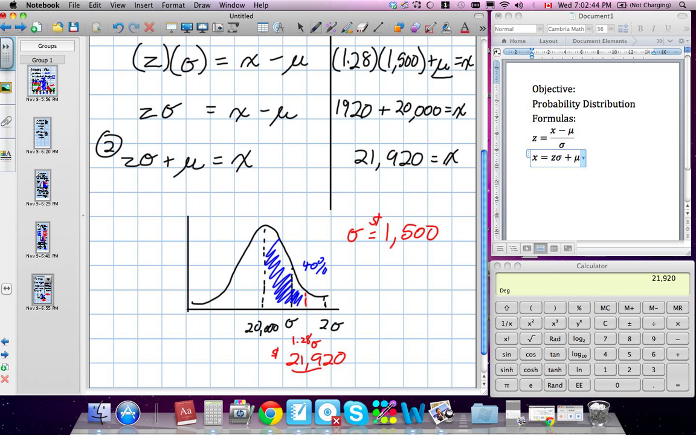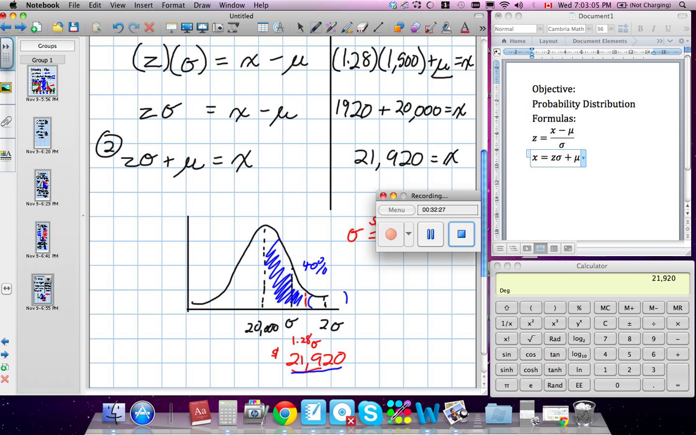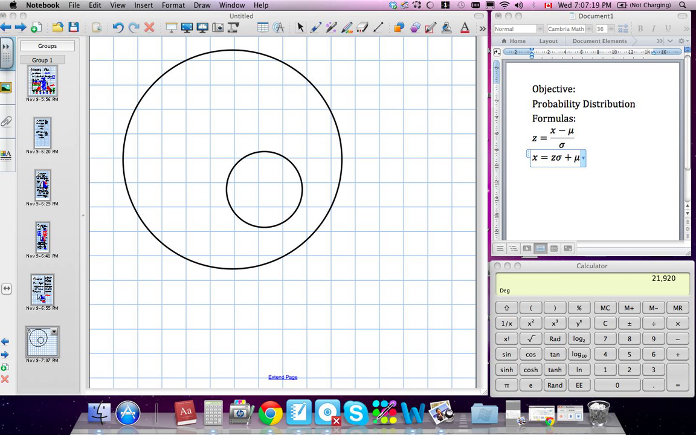Assuming that what they're saying is they're looking for the top 10%, we're looking for a number that is above $21,920. So in other words, I'm assuming what they're saying is 1.28. When we go to look at it, what they mean is that this area here is 40% of the data, anything between the mean and 1.28. Let's verify that by looking in the back, just so we can make sense. 1.28 gives 39.97, so that's essentially 40. That's exactly what they're saying.